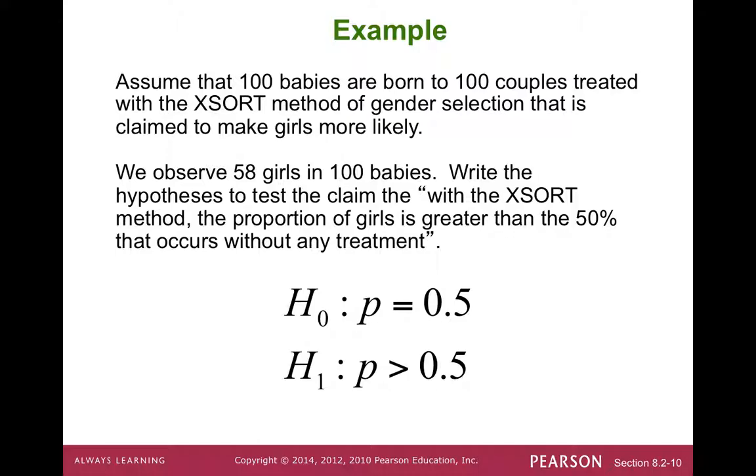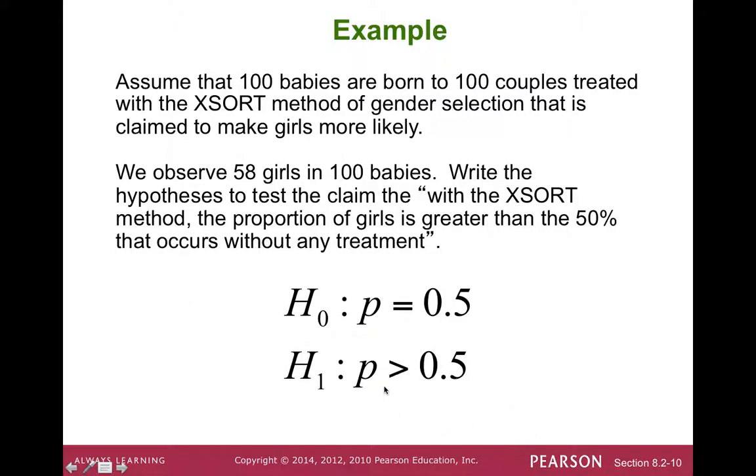So we observed that 58 girls in 100 babies were born with this method. And we're going to write our hypothesis to test the claim that with the X-sort method, the proportion of girls is greater than the 50% that occurs without any treatment. Okay, so first things first, let's define our null hypothesis, because it's actually usually easier to start there.